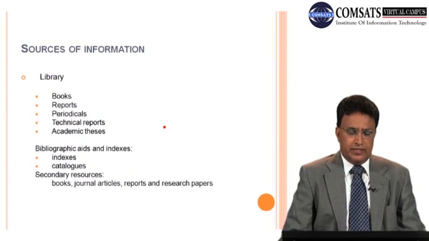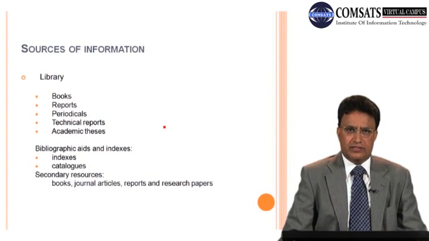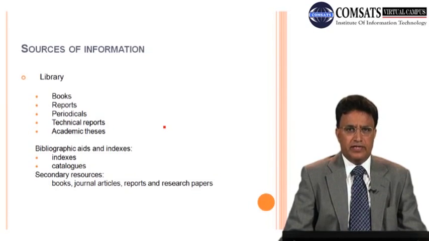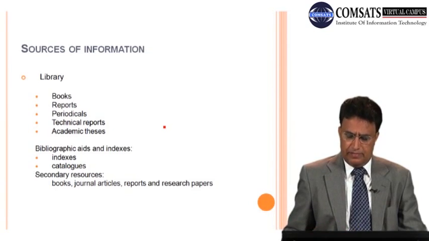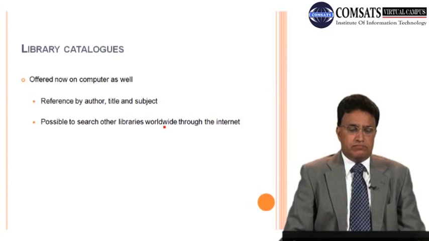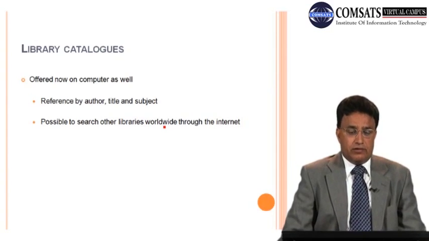In addition to that, in these catalogs and indexes, there are secondary resources, or resources in a library, and they are in the form of books, journal articles, reports, and research papers in the library. So what do the library catalogs offer?